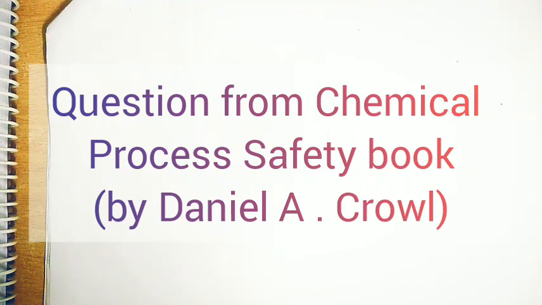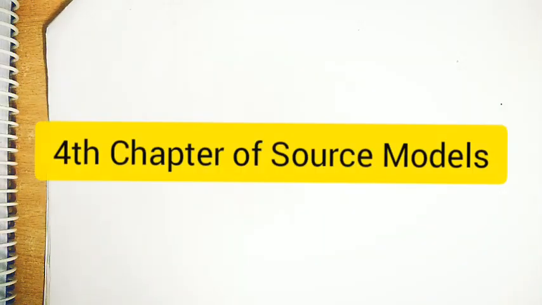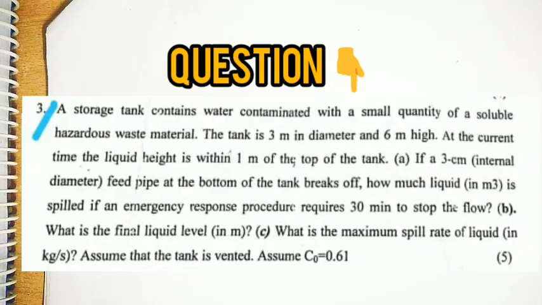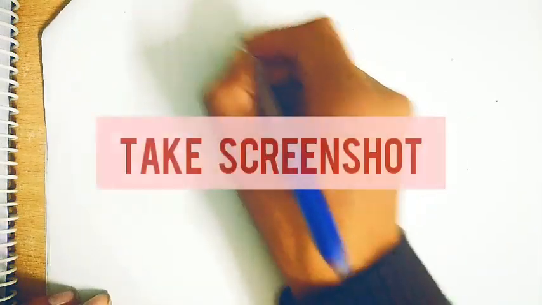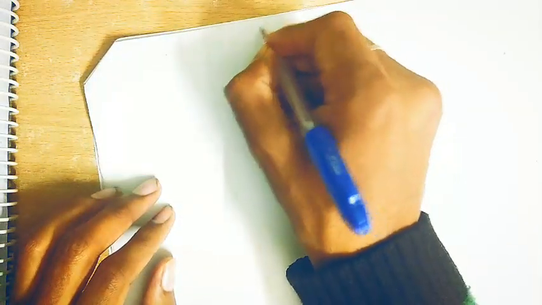written by Daniel A. Crowl and Joseph F. Louvar. It's a Daniel A. Crowl book, and in the fourth chapter, on source models, there is a question. A source tank contains water contaminated with a small quantity of soluble hazards. You can actually take a screenshot of the question in the video, and so you see that this is source models.